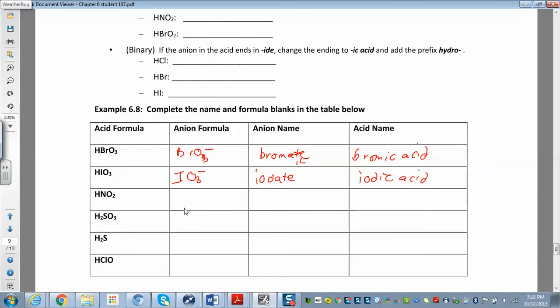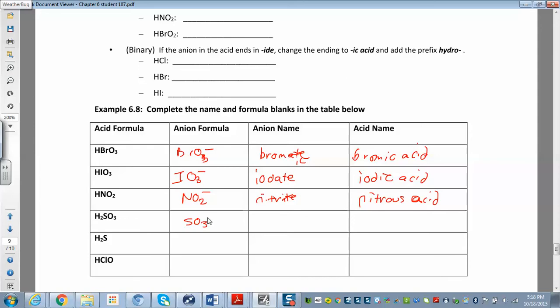Now, NO2 minus is nitrite. What do I do to -ites? Ate, ic; ite becomes ous. So I drop this -ite and it becomes nitrous. Nitrous acid. That's nitrous acid.